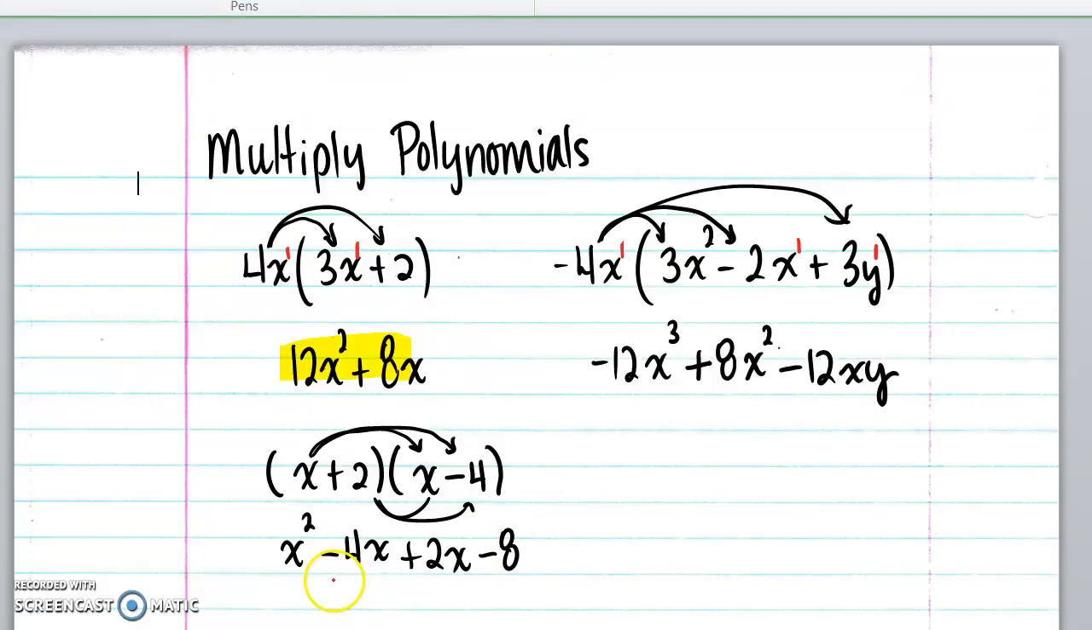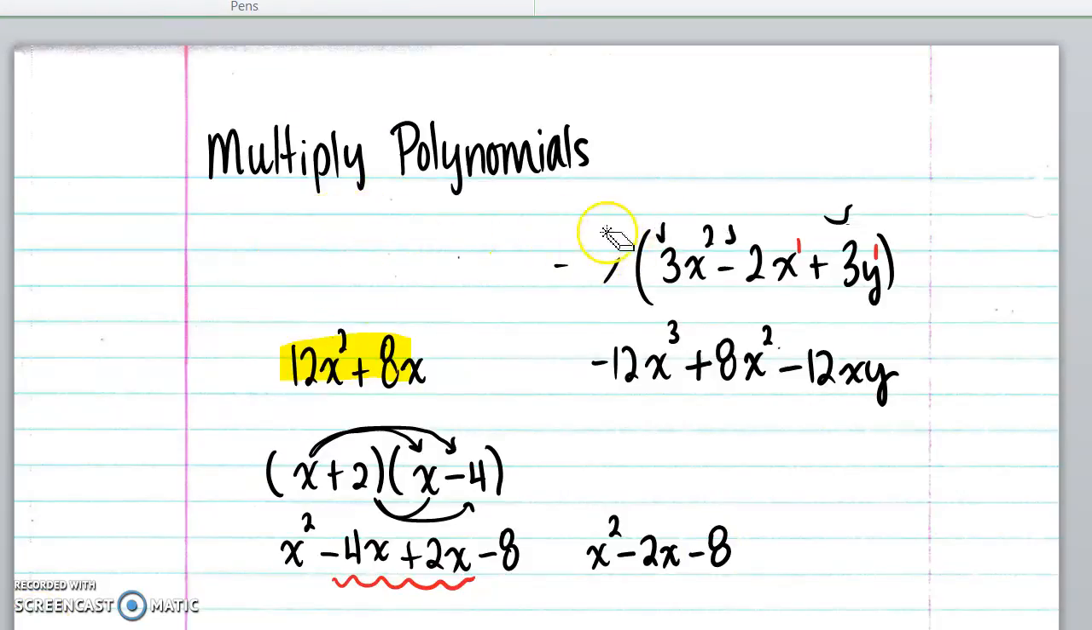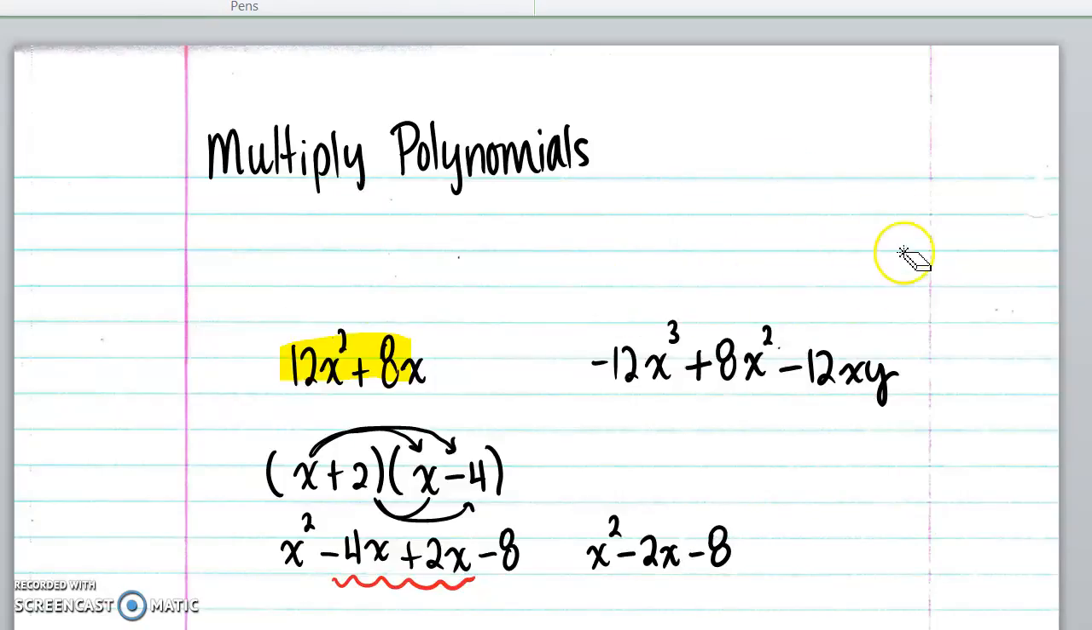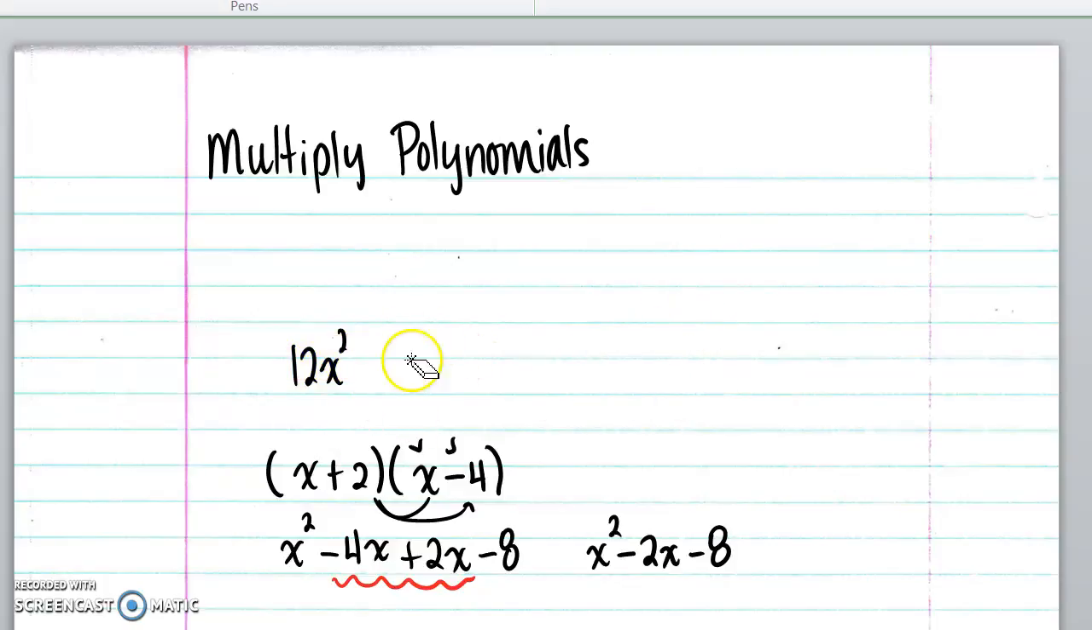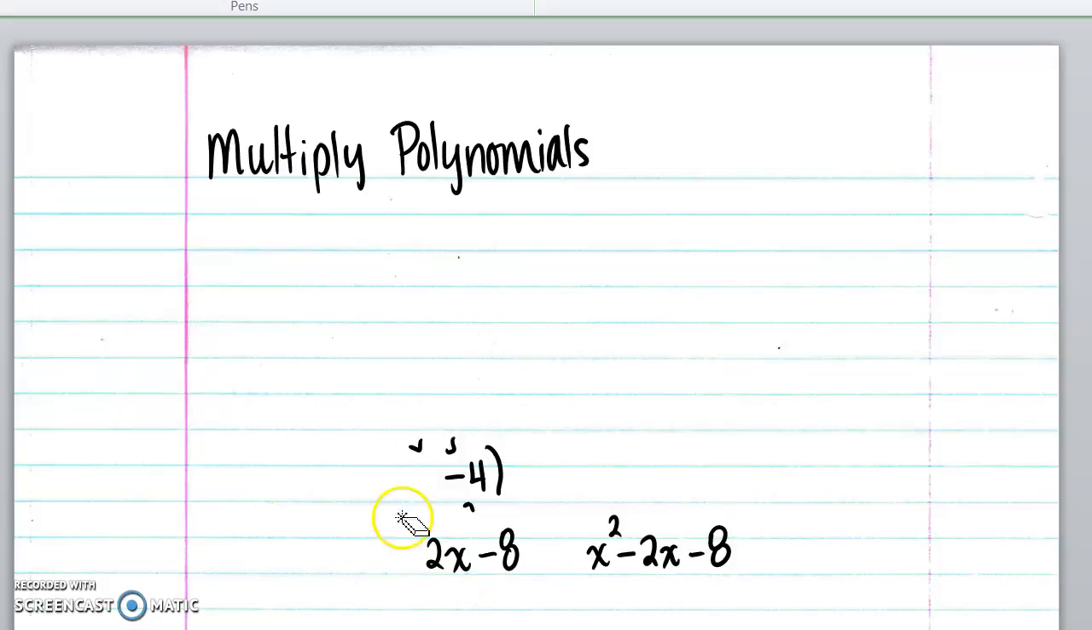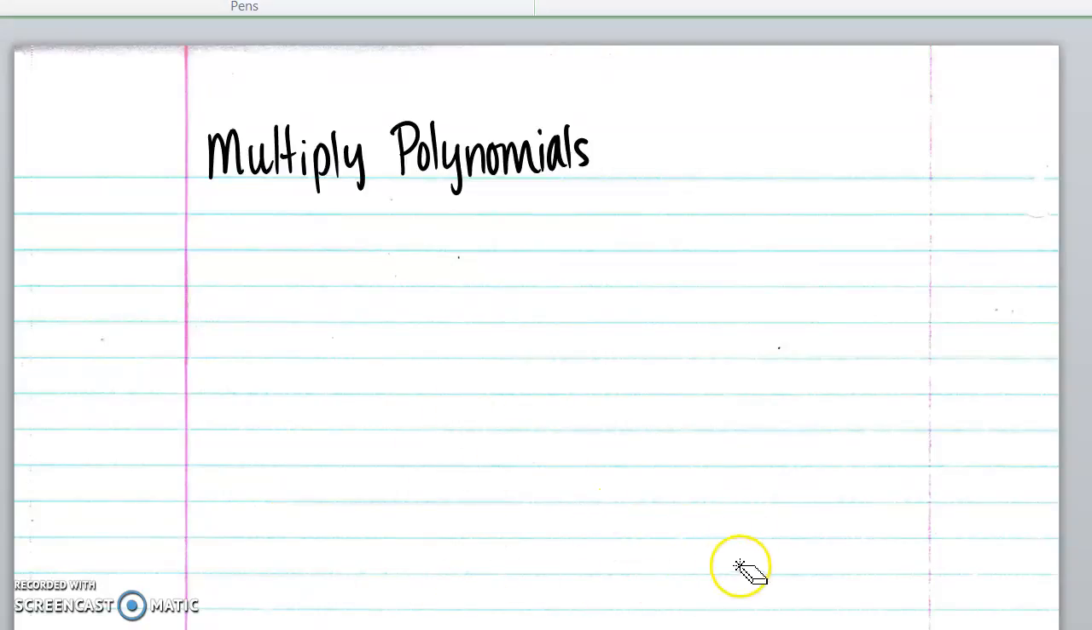Now you should be able to see that right in here we've got some like terms that we can combine. So our answer is x squared minus 2x minus 8. Okay, let me erase and let's do a few more like that, because that's what the crux of the polynomial parabolas and all of the quadratics that we're going to be doing is based on, is the distributive property of multiplying two polynomials together. Okay, so let's just do a couple more like that.